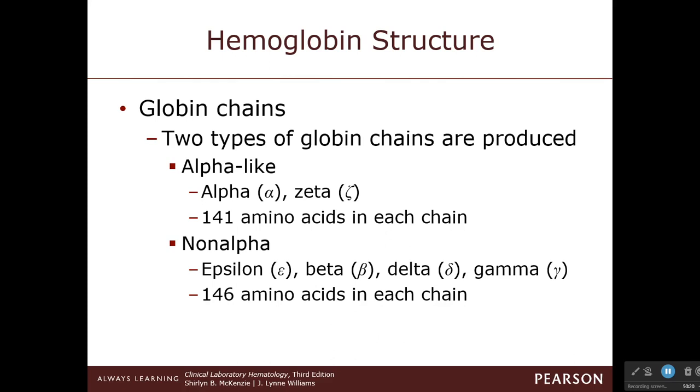Alpha is in every one of our adult hemoglobins, A1, A2, and even in fetal hemoglobin. Even though we don't have much fetal hemoglobin, we still have a little bit even as an adult. Non-alpha, though, there are 1, 2, 3, 4 of these. They're just known as non-alpha.